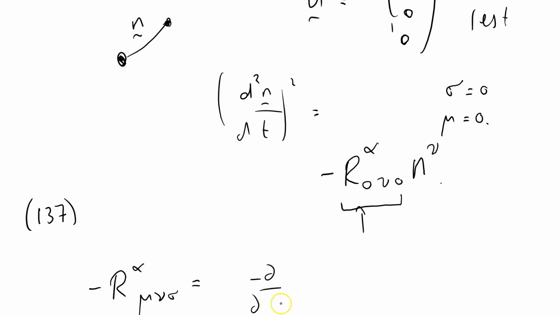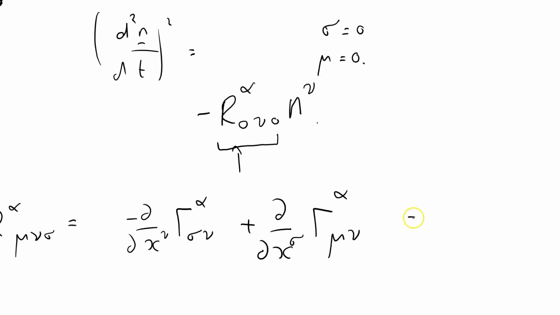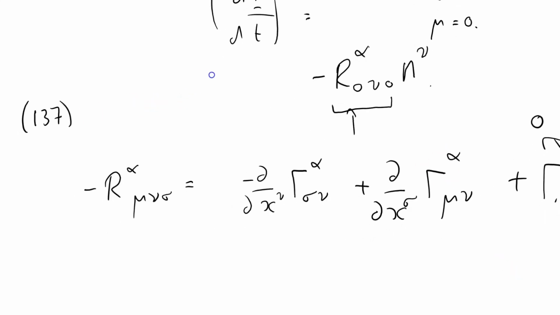Minus ∂/∂x^ν. You see, I'm putting the full terms mu and sigma in just because I want to be able to copy it down. It's always as well to do that with tensor equations. Always write down the equation in its full generality and then simplify to the particular case you're interested in. Christoffel symbol, alpha sigma nu, and that's a minus, plus ∂/∂x^σ, Christoffel symbol, alpha mu nu. Now there's also cross terms here, which I'm going to ignore because I'm only working to first order.